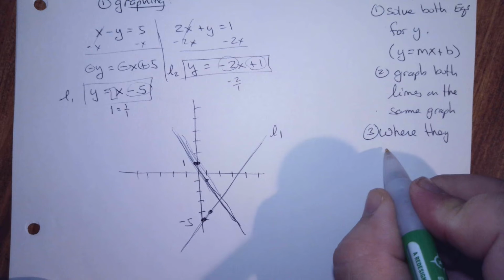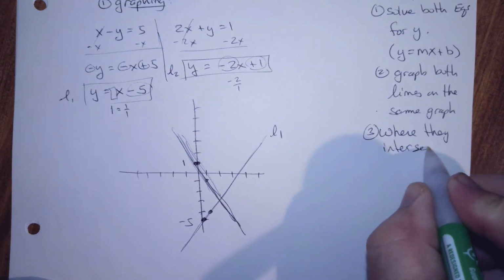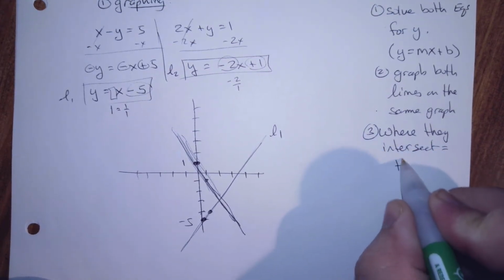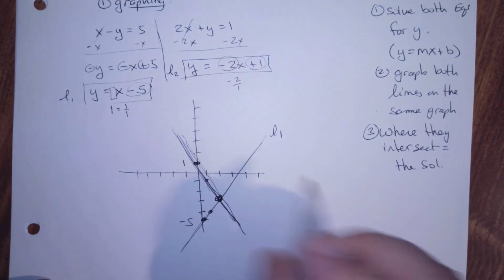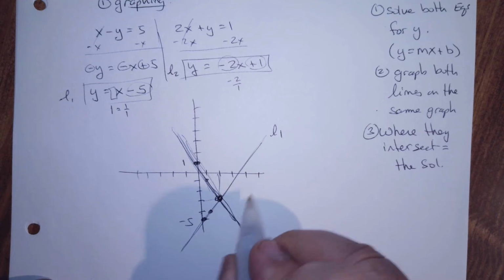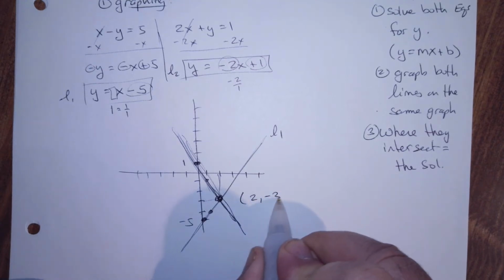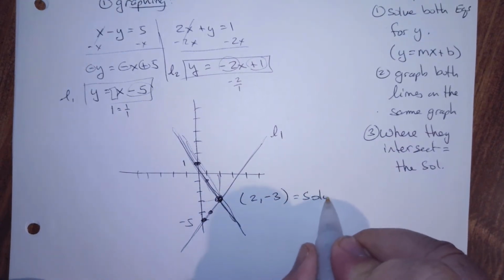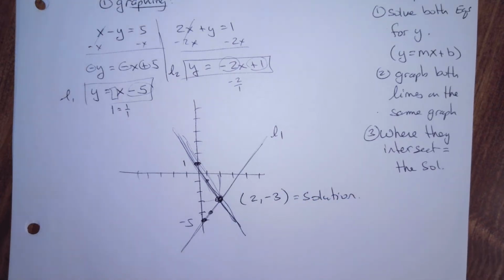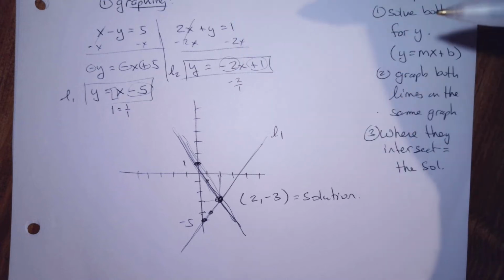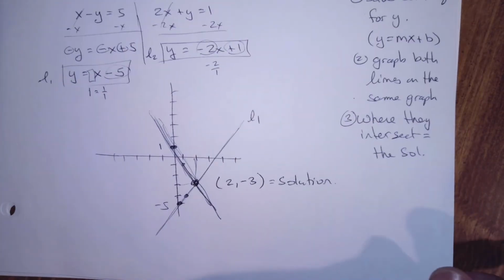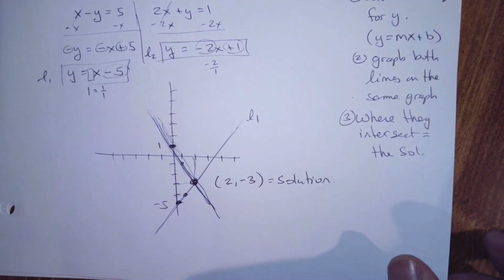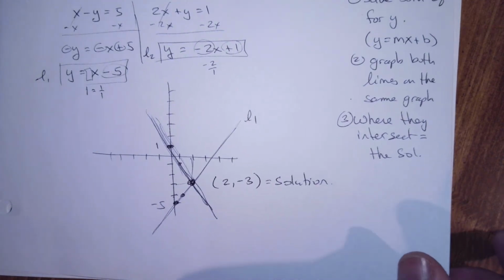Where they intersect equals the solution. So because of my horrible graph, I'm saying it crosses at 2, negative 3. That's my solution. Okay, I'm going to go through all three of these methods with the same equation. And we'll do it a couple more times with different equations. And we'll see what happens. Alright? So that's graphing.